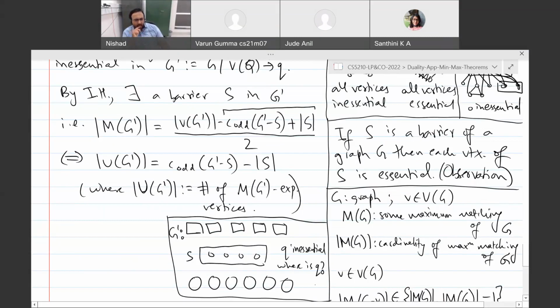I claim that it cannot be in the barrier. Can anybody see why it cannot be in the barrier? All vertices in the barrier are essential. Exactly. We have made an observation over here. All the vertices of a barrier have to be essential, right? That we already know. So because of the lemma statement, this vertex little q is inessential, so it can't be in the barrier. So there are only two choices: either it is in one of the odd components or it is in one of the even components.